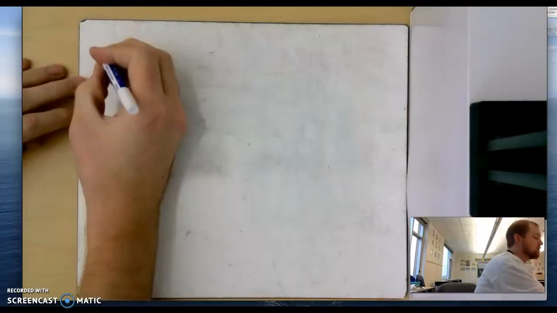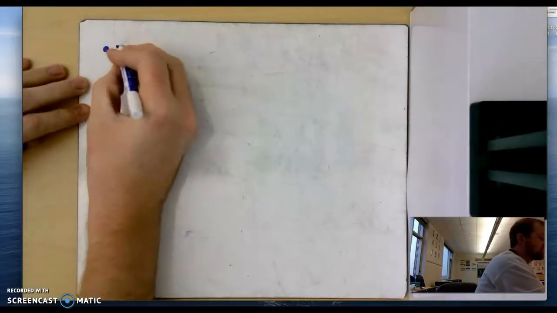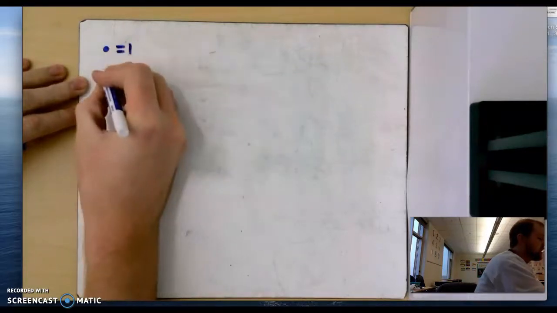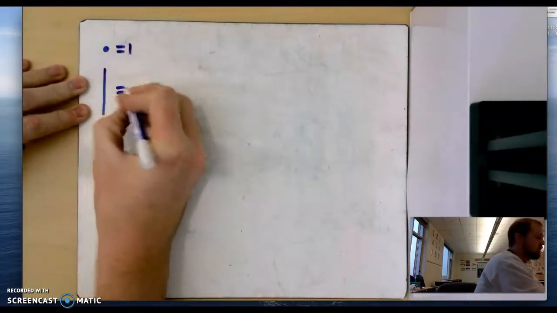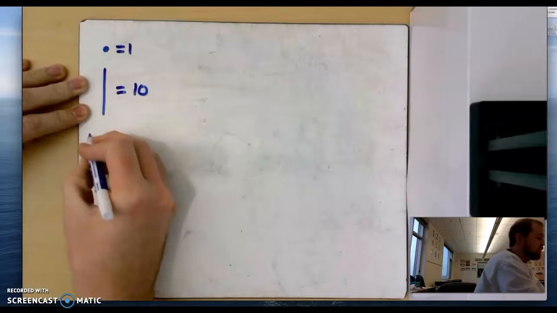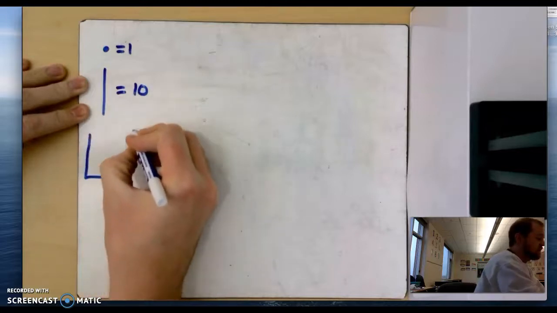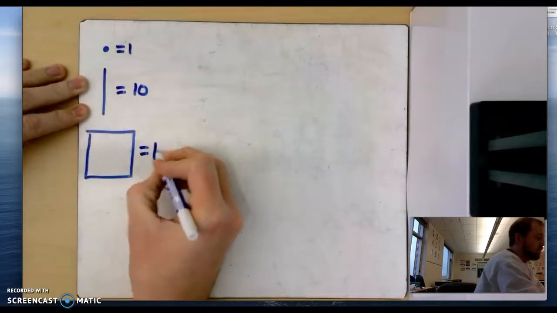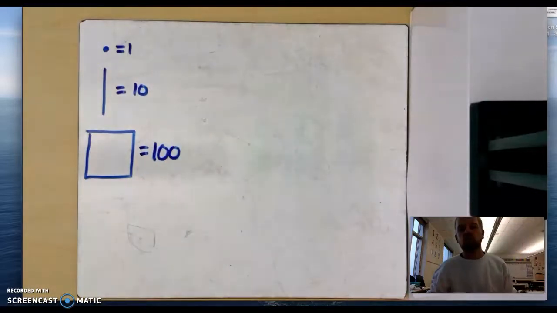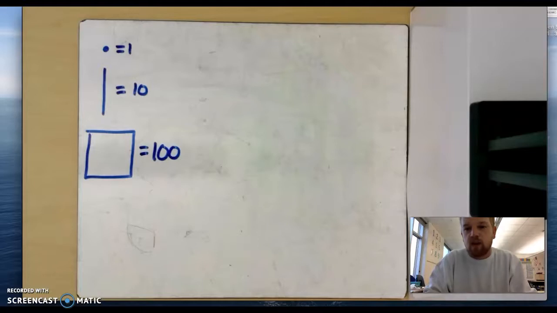So what I'm going to do is draw just a little dot, and that's going to be a 1. I'm going to draw a long, and that's going to be a 10, and then I will draw a flat, and that's going to be a 100. I'm going to use those to help me, and those will be my way of showing my base 10 blocks.